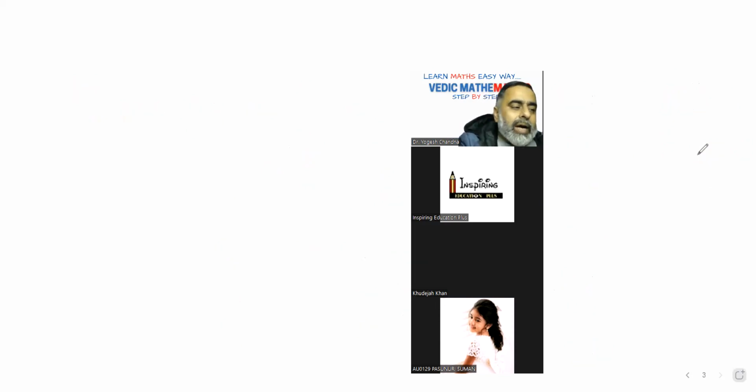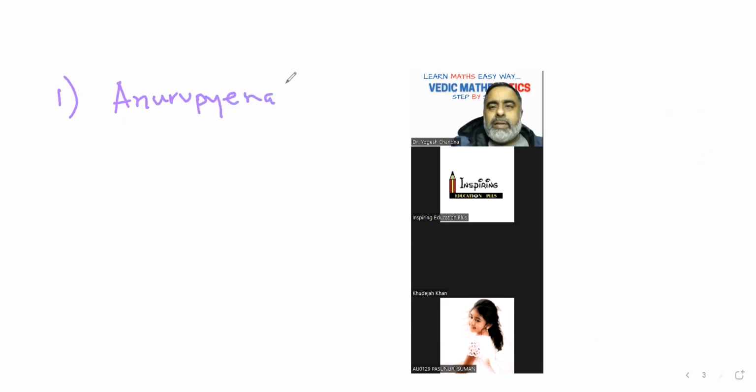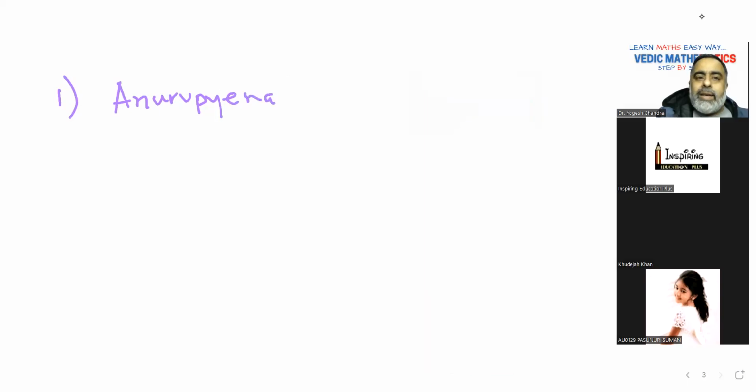So the first sutra we'll be doing is Anurupena. Now, what does this mean? What we did in workshop was use the final answer of the Anurupena Sutra. But how that answer was derived, that we'll learn now.